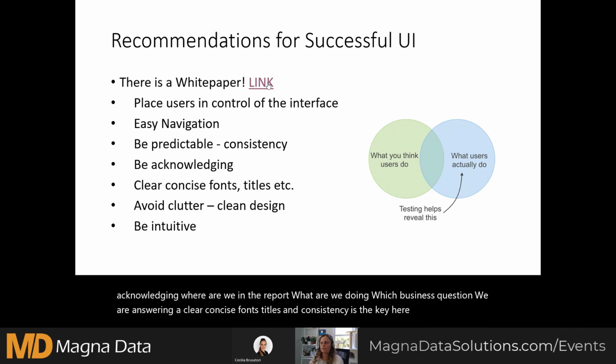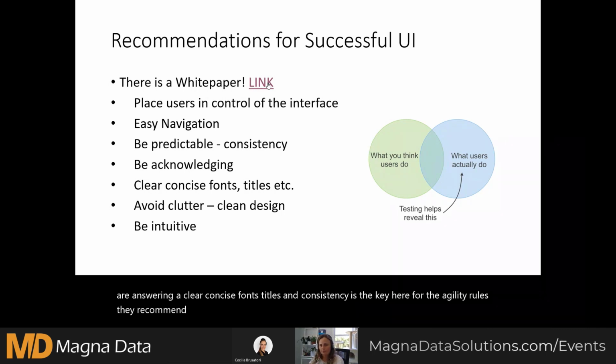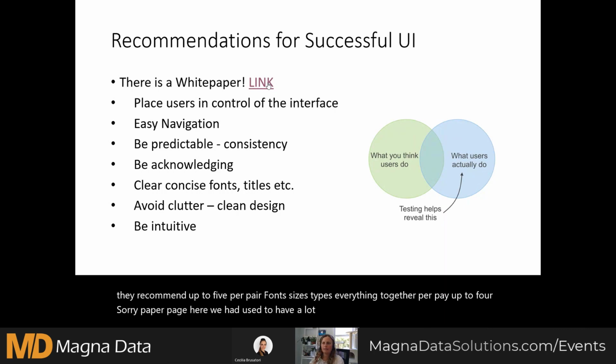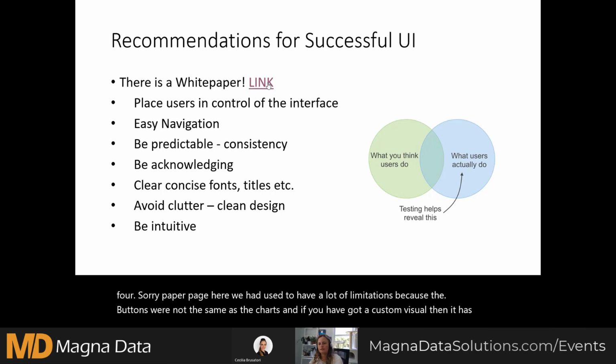For the Gestalt rules, they recommend up to 4 per page, for fonts, sizes, types, everything together. Here we used to have a lot of limitations because the buttons were not the same as the charts, and if you have a custom visual, then it has a completely different font and font sizes.